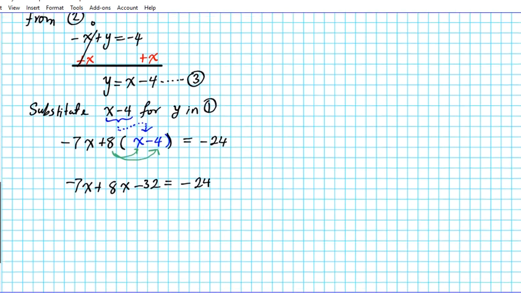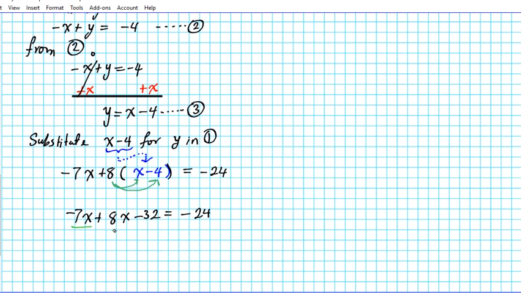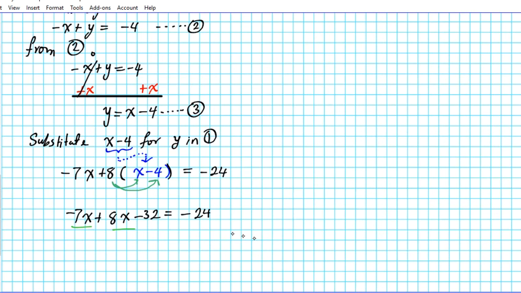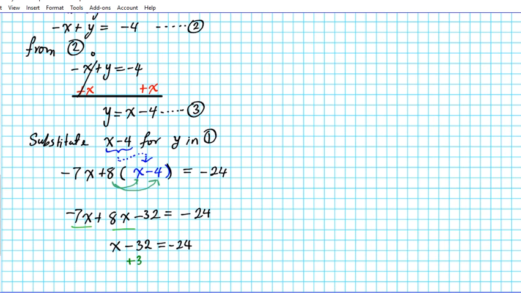Alright, let's combine like terms. To combine like terms, we're going to combine negative 7x and 8x. If we combine those together, we subtract and keep the sign of the bigger, so we have positive x minus 32 is equal to negative 24. And then we're going to get x by itself by adding 32 to both sides of the equation. If we carry out that addition, we would have solved for x.